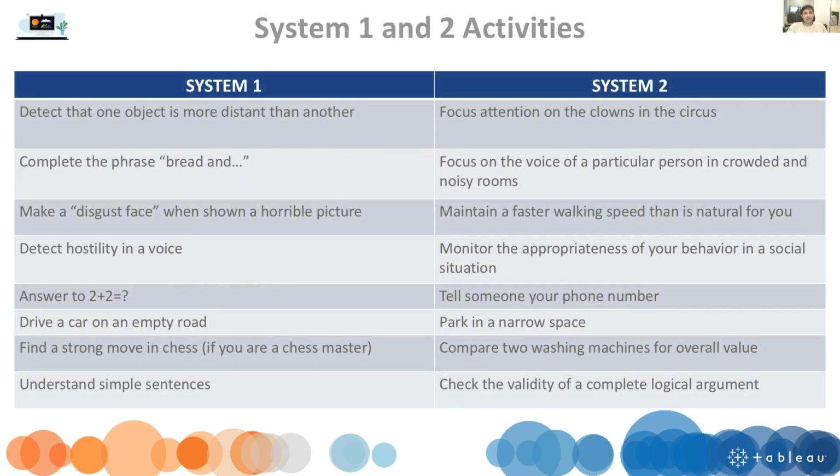Here in this table, I'm putting system 1 in contrast with system 2 for various scenarios. For example, if you're asked, what is 2 plus 2? We use system 1 to answer that. But if you're asked about our phone number, we use system 2 to answer that question. As another example, driving a car on an empty road uses system 1, whereas parking our car in a tight space requires system 2.